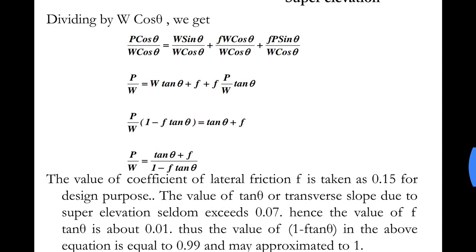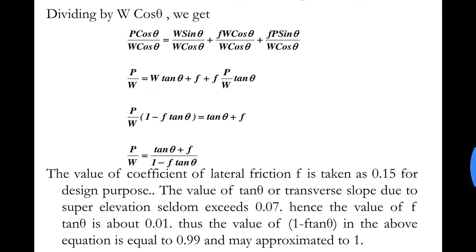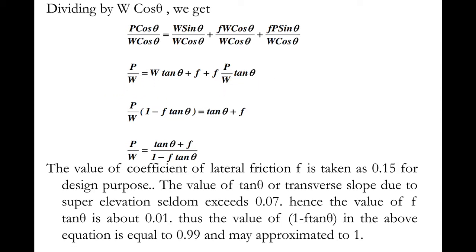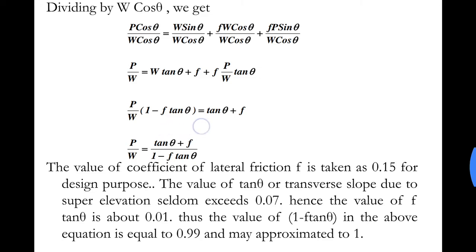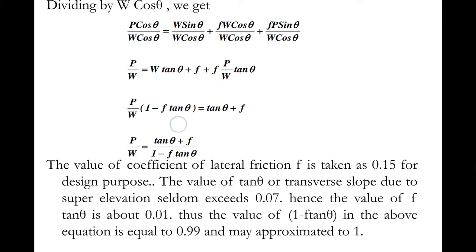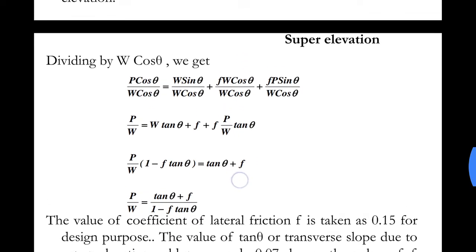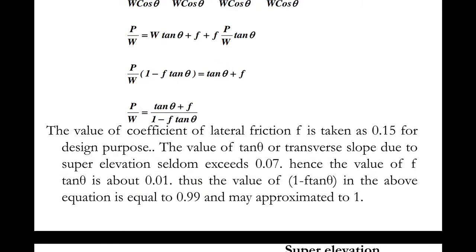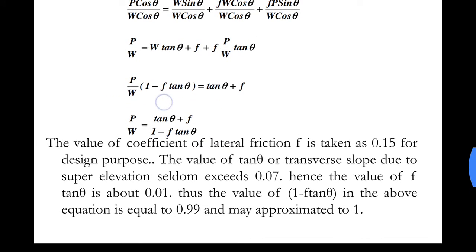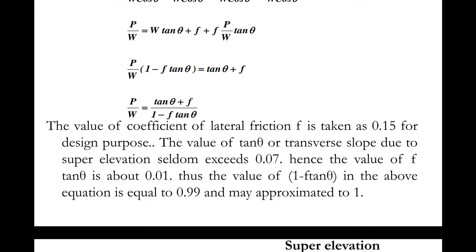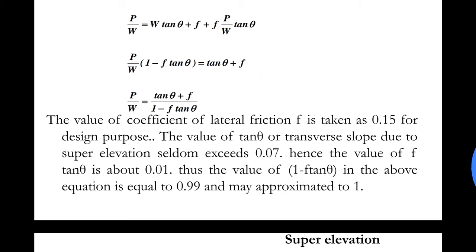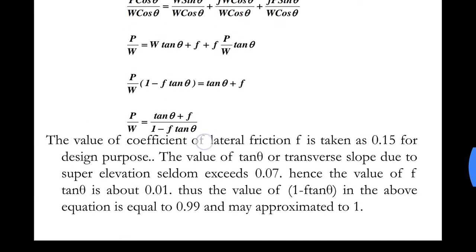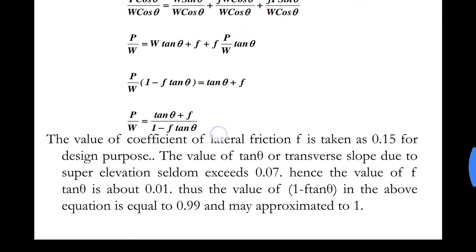Then we bring this term to the left hand side and take P by W as common. We get 1 minus F tan theta into P by W, plus tan theta plus F. That is this. There's no W here, this is a printing mistake. So P by W into 1 minus F tan theta is equal to tan theta plus F. Taking this term to the right hand side, P by W is equal to tan theta plus F divided by 1 minus F tan theta.